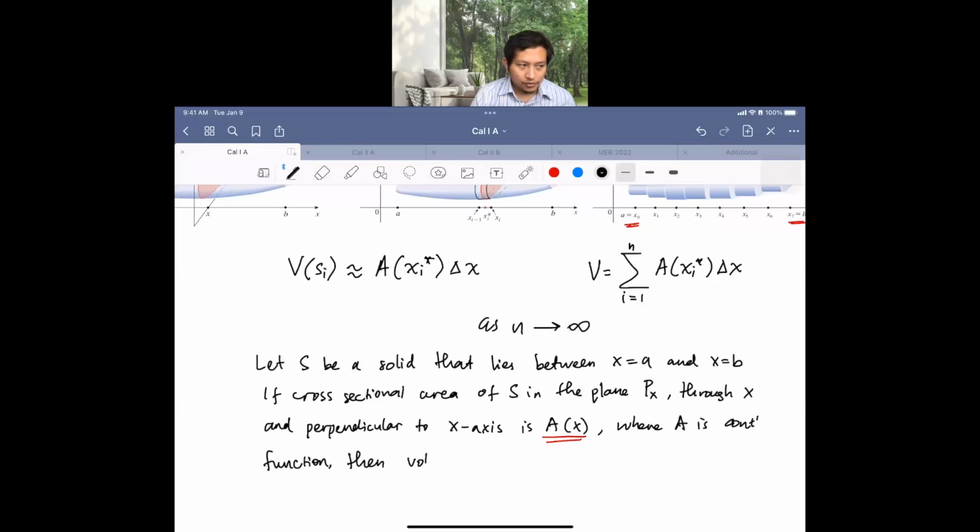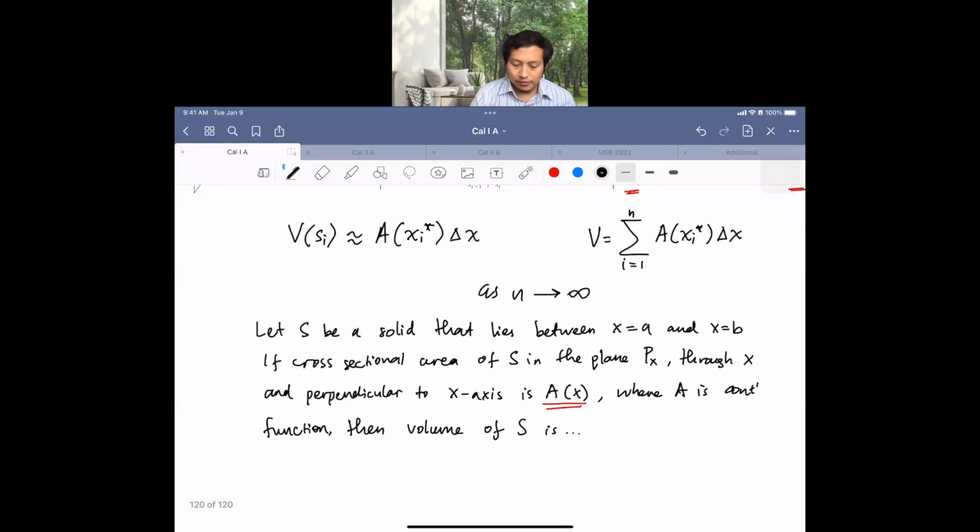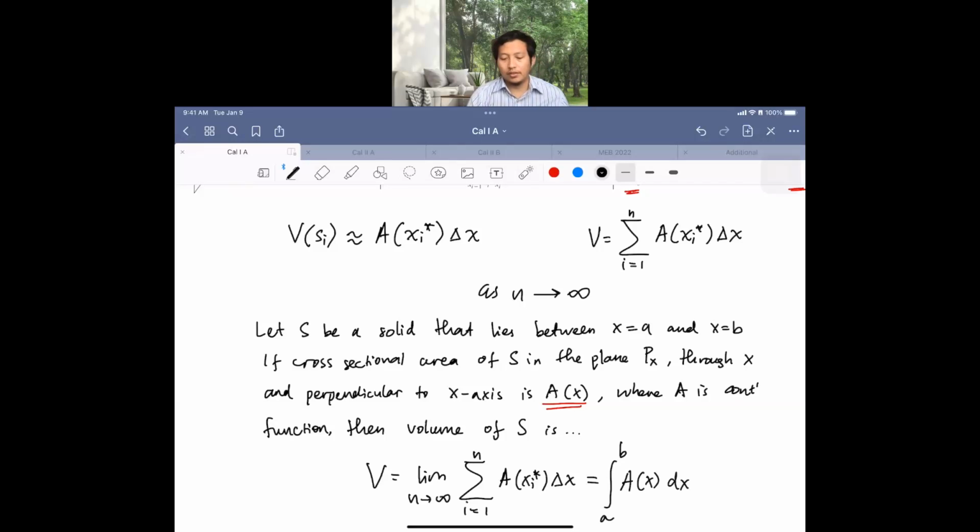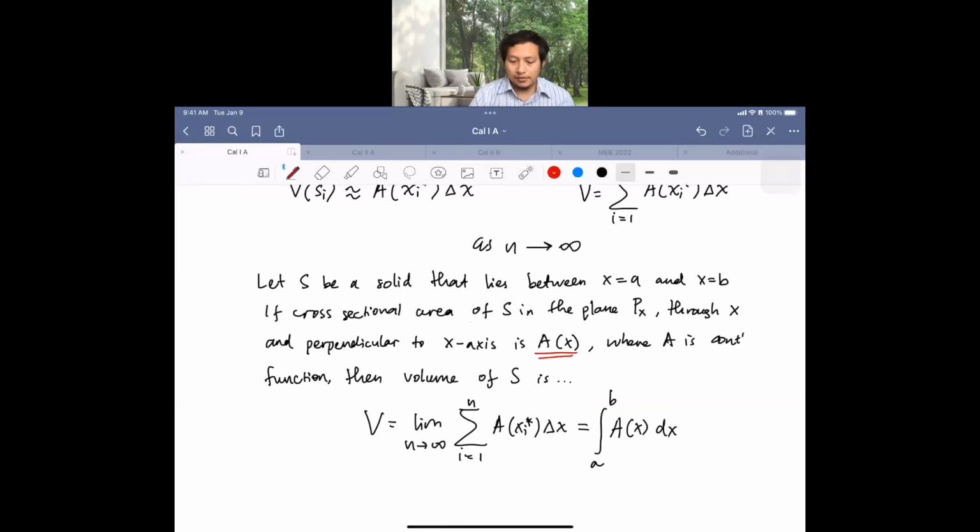then the volume of S is V, the limit as n gets larger of the summation from i equal 1 to n of A(xi) delta x, and then it equals, by the Riemann sum definition, the integral from a to b of A(x) dx. So that's the first definition in volume.